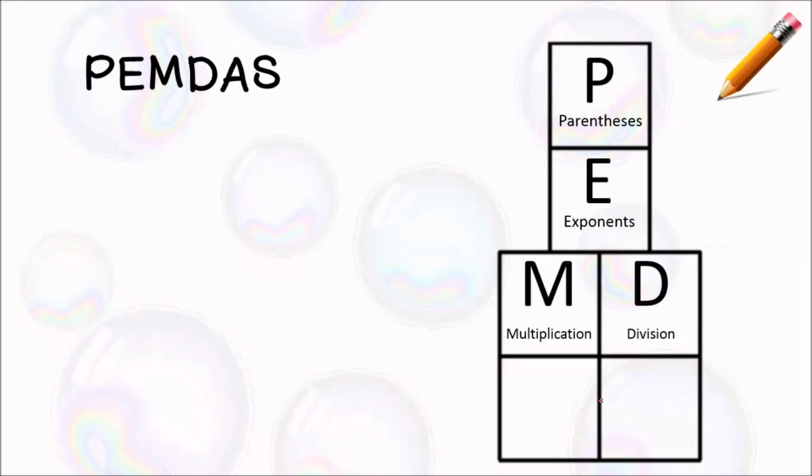Now, notice how M and D are together like that. Why I have it like that is because you're going to do those at the same exact time. No matter which one comes first, left to right, you're going to do it first. A is for addition, and S is for subtraction. So just like multiplication and division, you're going to do addition and subtraction together.